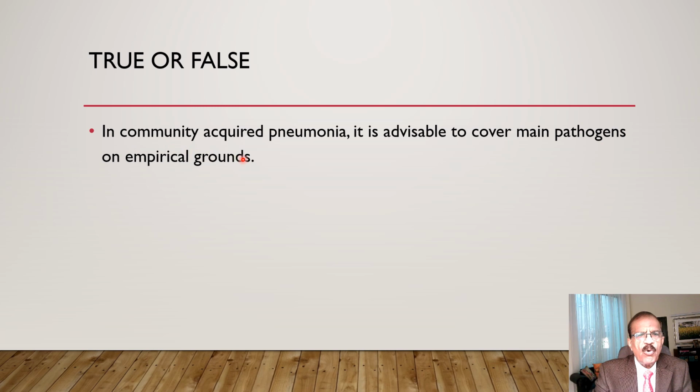In community acquired pneumonia, it is advisable to cover main pathogens on empirical grounds. Yes, Strep pneumoniae and Chlamydia both should be covered. Unless you have a specific etiological diagnosis, both should be covered, and I told you how to cover both organisms.